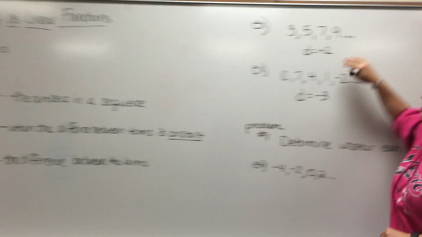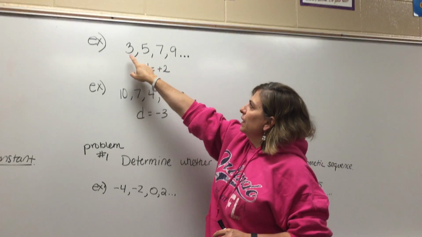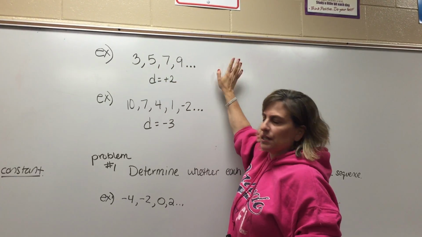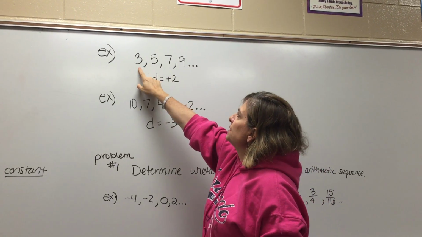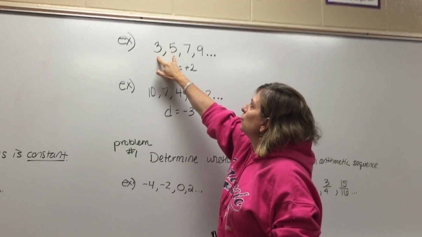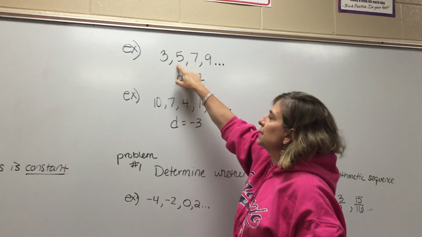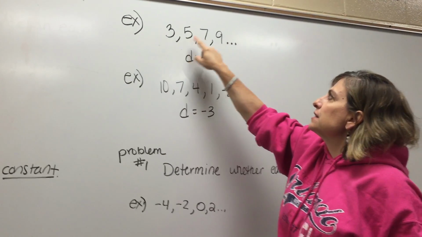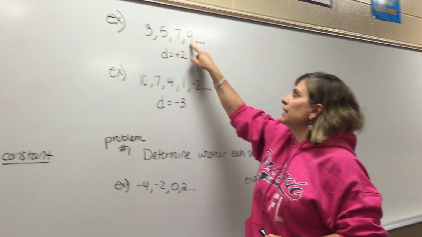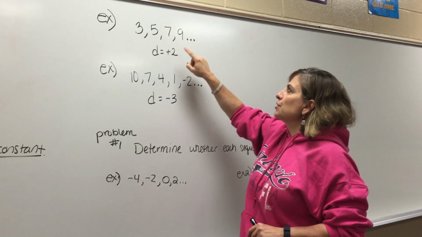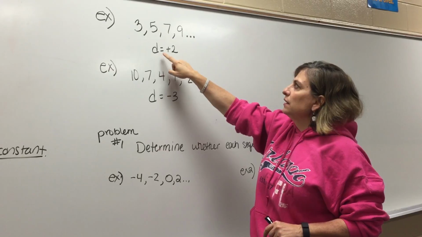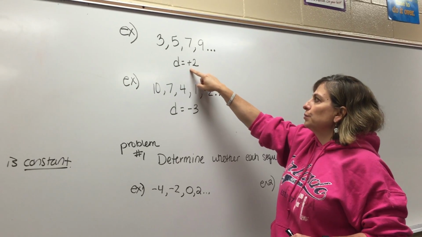Over here, this is an arithmetic sequence. It goes from 3 to 5 to 7 to 9, and the ellipsis just tells you that it goes on. So what is the difference between 3 and 5? Well, I would add 2 to 3 to get 5. To get 7, I would add 2. To get 9, I would add 2. So this is an arithmetic sequence where D is equal to positive 2.